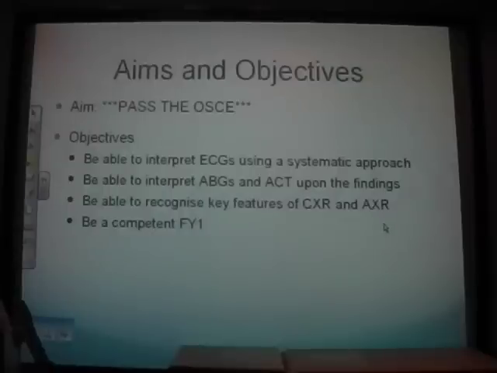So what I want you to be able to do by the end of this is to be able to interpret an ECG using a systematic approach. So it's nothing new, it's just going over it and getting really slick at it. And then be able to interpret ABGs and know what to do about them. And then recognise key findings on chest X-rays and just a couple of abdominal X-rays. And also, of course, the competent F1.